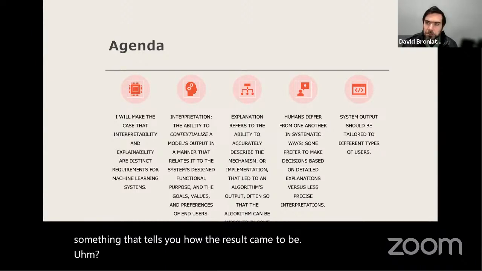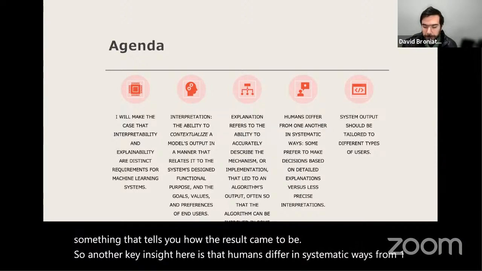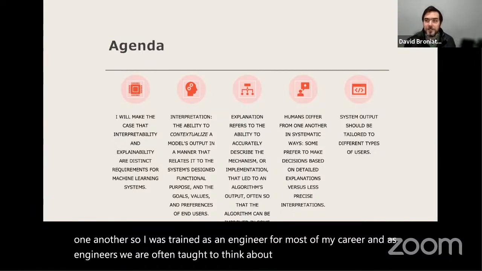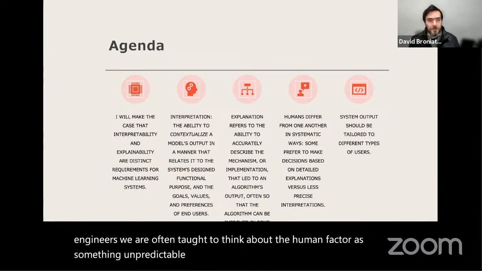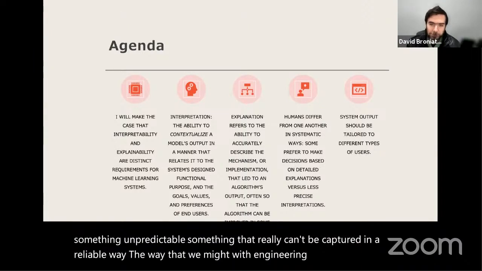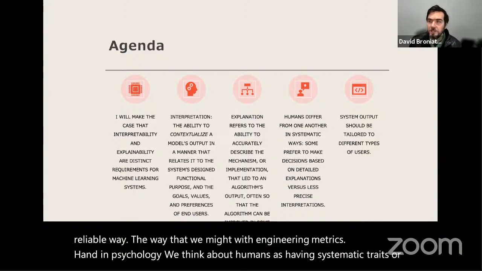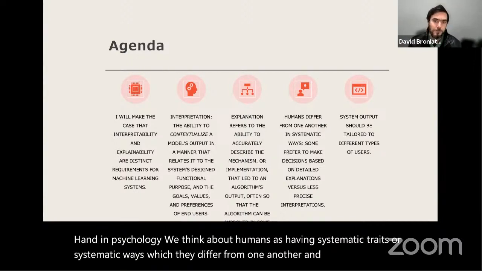So another key insight here is that humans differ in systematic ways from one another. I was trained as an engineer for most of my career. And as engineers, we are often taught to think about the human factor as something unpredictable, something that really can't be captured in a reliable way, the way that we might with engineering metrics. On the other hand, in psychology, we think about humans as having systematic traits or systematic ways in which they differ from one another. And that's actually a perspective that I'm going to bring in here.